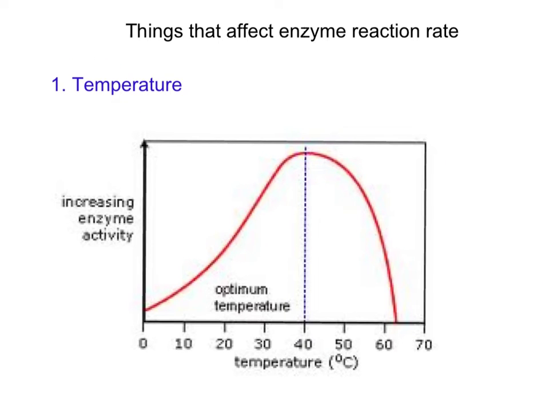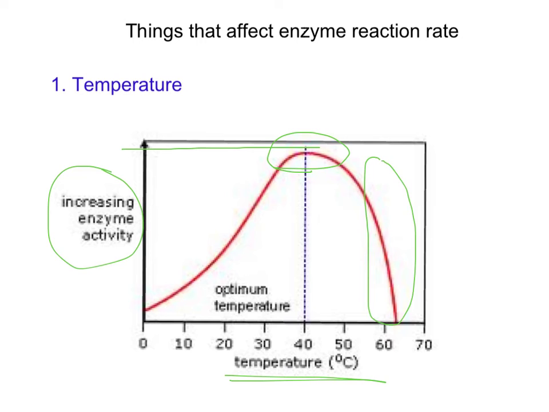The last thing we need to talk about here are things that affect the enzyme reaction rate. How fast can this enzyme do its job? One of the first things we're going to talk about is temperature. You'll notice on your graph you've got your enzyme activity on your y-axis and your temperature on the x-axis. You notice there's an optimum temperature. Right around 40 degrees Celsius, my enzyme activity is as high as it's going to get. And then after 40 degrees Celsius, there's a very sharp, rapid decline in enzyme activity.